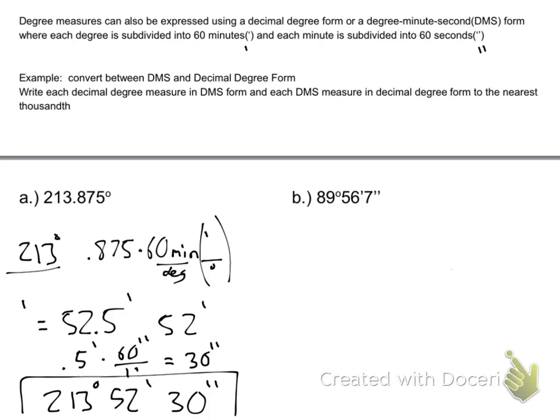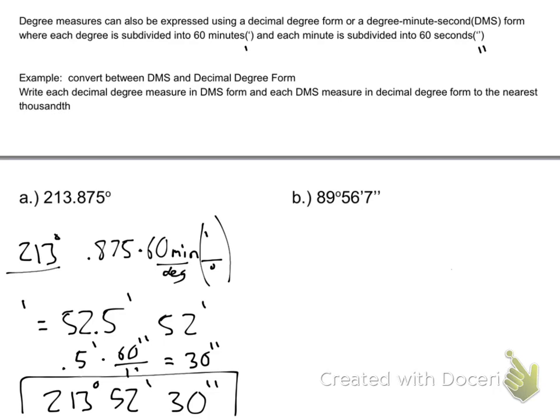So using that knowledge, it seems pretty easy, right? You take your whole number, write that down, that's degrees. Your minutes, multiply your decimal by 60, take that whole number, that's your minutes. And then you take the leftovers again, that decimal, multiply that by 60, and that becomes your seconds. Make sure to put the little tick mark, the apostrophe, and then the double apostrophe for minutes and seconds.